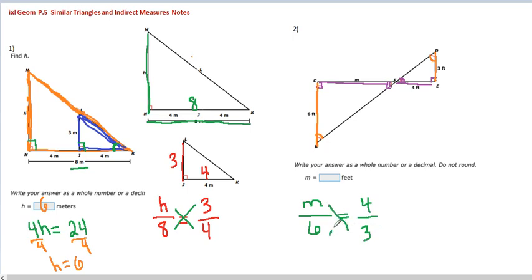Again, you cross multiply, and that gives us 3M equals 24. When you divide, M is 8. So you get the same thing. So there are different ways of setting these up. That's the reason I showed you that. Okay?